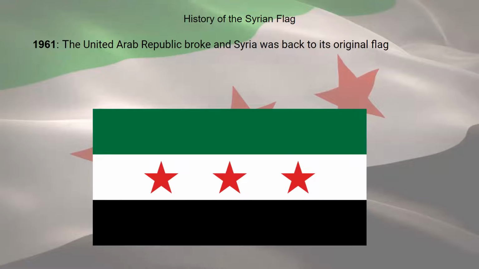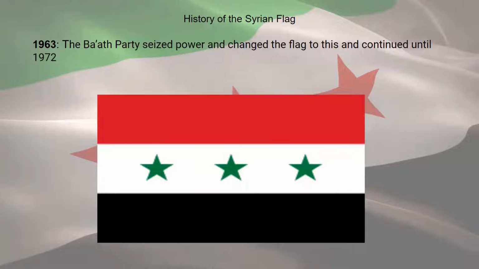In 1961, the United Arab Republic broke. And because of that, Syria was back to its original flag, which is the green flag that we're using right now. Two years after that, in 1963, the Ba'ath Party seized power of Syria and changed the flag to one that's similar to the United Arab Republic, but added an additional star. So we have 3 green stars now. That's the important part, that the Ba'ath Party started to manipulate the original flag of the independence.